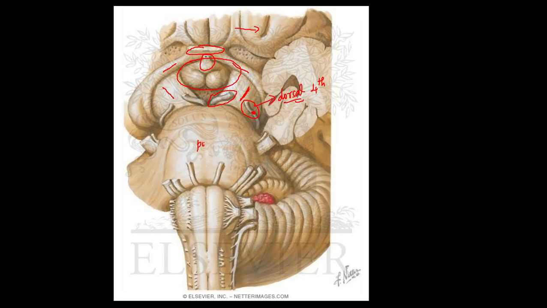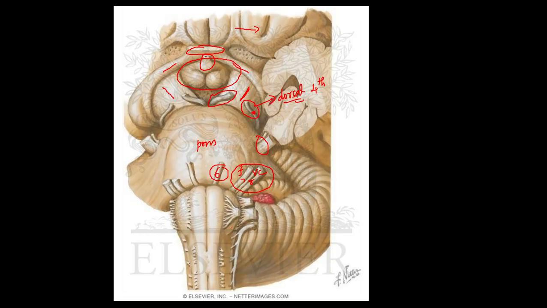Next, the pons. In the pons we have a thick nerve called the trigeminal nerve. Next, at the pontomedullary junction we have the 6th, 7th and 8th nerves: the abducent nerve, then the facial nerve, then the vestibulocochlear nerve. The facial nerve and vestibulocochlear nerve are always together.